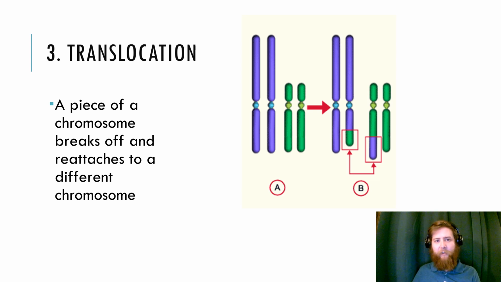Translocation is a lot like crossing over, where a piece of chromosome breaks off and then reattaches, but to a different chromosome, one that it's not supposed to be attached to. So if these are chromosomes 1 and 1, and these are chromosomes 2 and 2, this chunk that's breaking off down here and switching over is not supposed to be doing this. So this is a translocation.